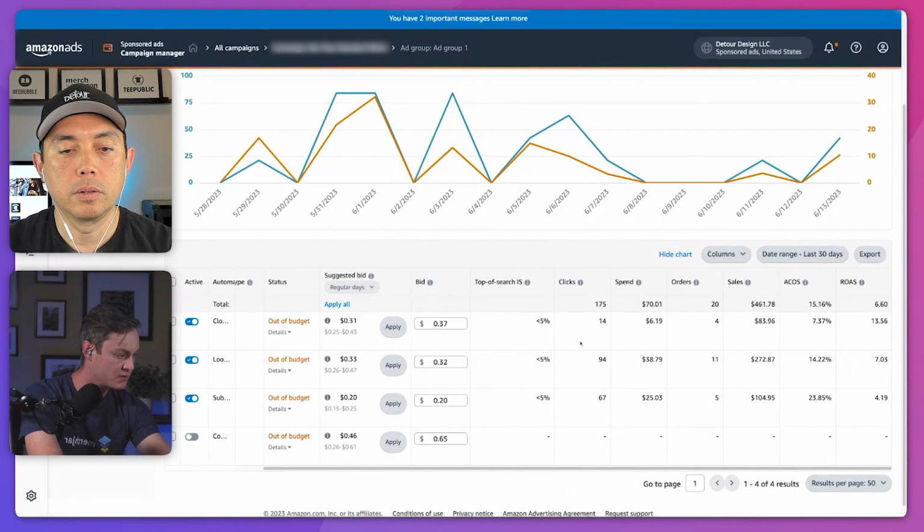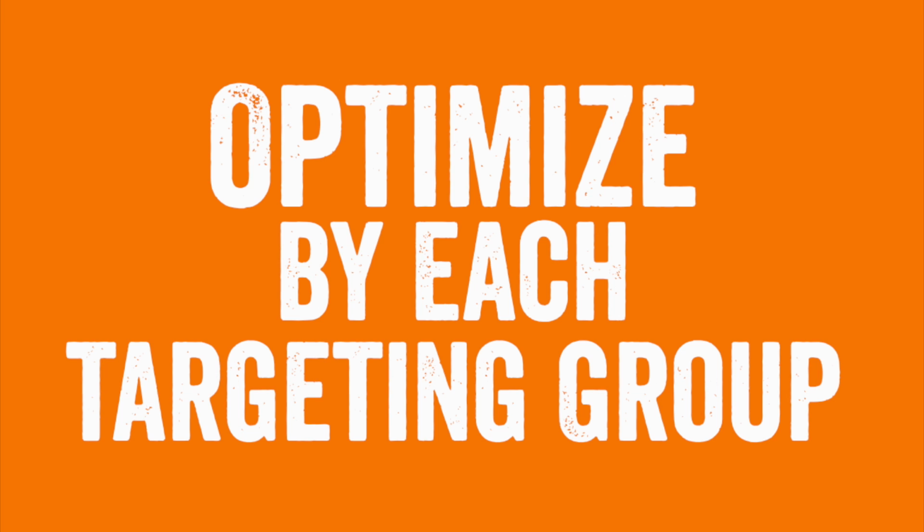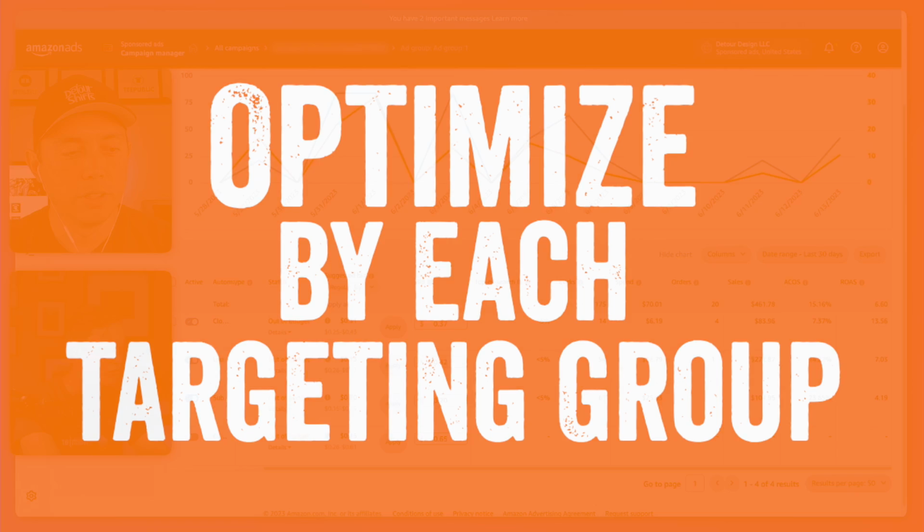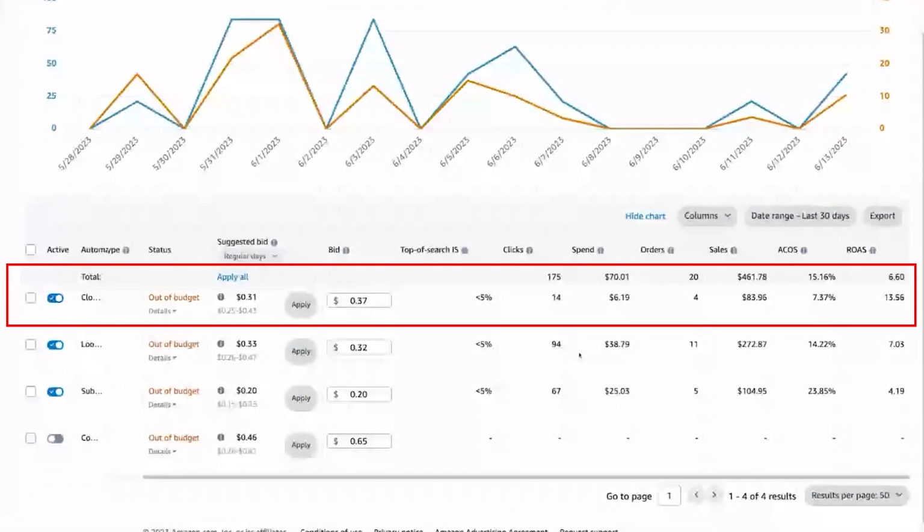So we can look at this, we're going to look at the orders, and we're going to optimize these by each targeting group. Okay, so we're going to look at the first one, close match. We have 4 orders over that 30-day time frame. What's the ACOS? We have 7% ACOS. So what's our goal for this? What's our target ACOS? 24%, right? I'd say 24% would be our break even. So our ACOS is lower than that.